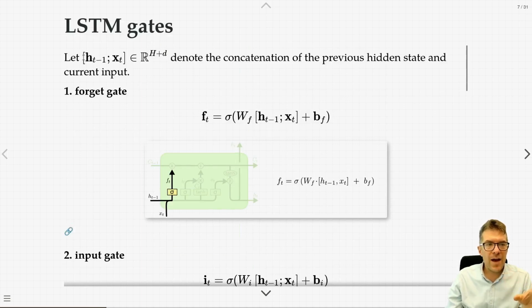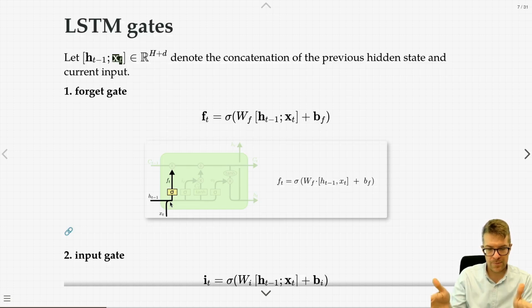So we have this combined vector, this concatenation of h sub t minus 1, the hidden vector from the previous point in time, and the observation or the input at time t, which is x sub t. This concatenation is shown down here in the bottom of this graph. This is going to be a real valued vector with size big H plus d, where big H is the size of the hidden layer and d is the size of the inputs.